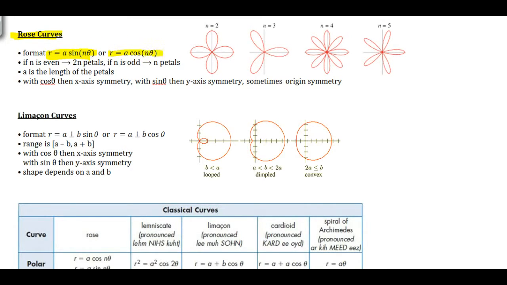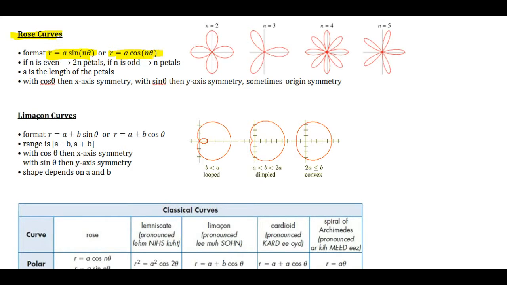So if you just have r equals a cosine nθ or r equals a sine nθ, you're going to get a beautiful rose graph. The number n in there tells you how many petals you have on your rose. If it's an even number, then you double that n value, and that's how many petals you will have. If it's an odd number n, then that's exactly how many petals you have.